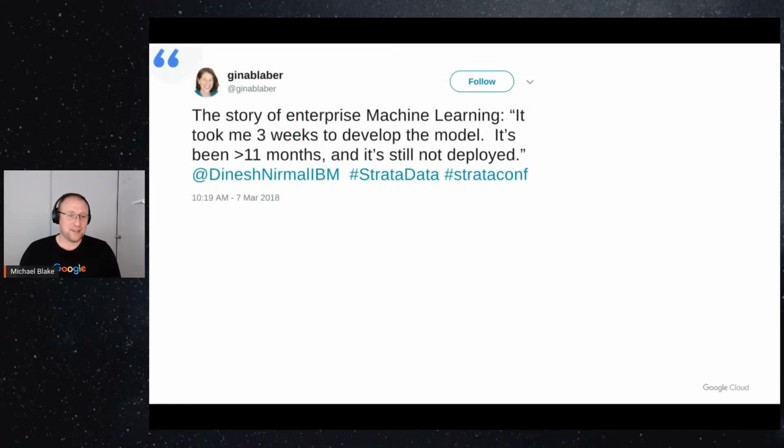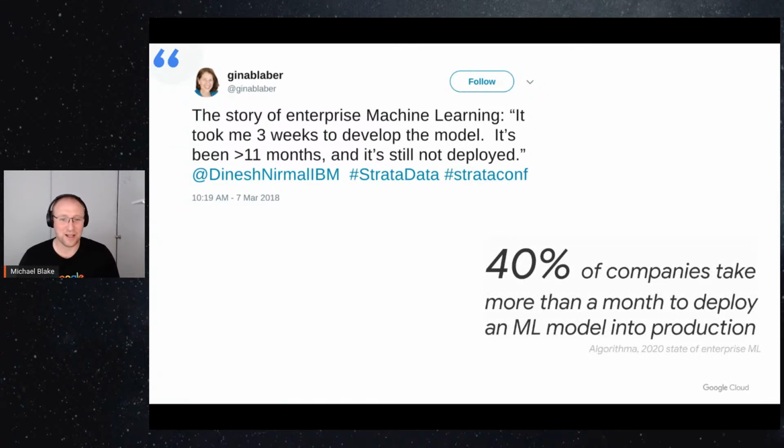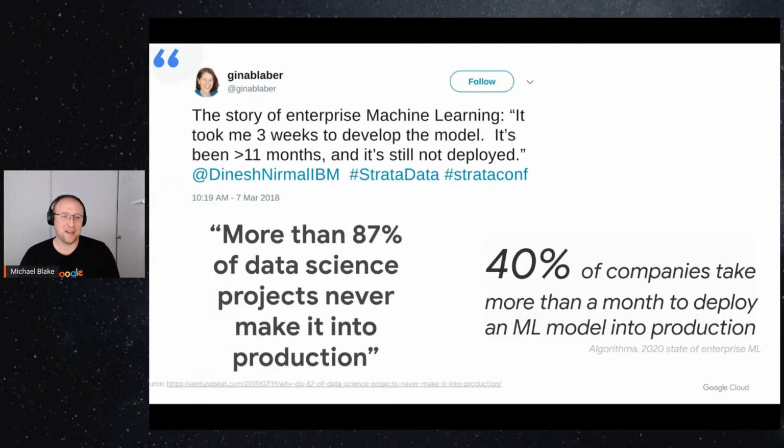So the first one, and many of you may have seen this quote before. This is from a lady called Gina, who's a senior VP at O'Reilly, and she tweeted that this is the story of enterprise ML. Taking 3 weeks to build a machine learning model, and 11 months later, it's not in production. And there are other stories like this. There are loads of stats. 40% of companies taking more than a month to deploy their models into production. Another one saying that 87% of these projects never even make it to production at all.